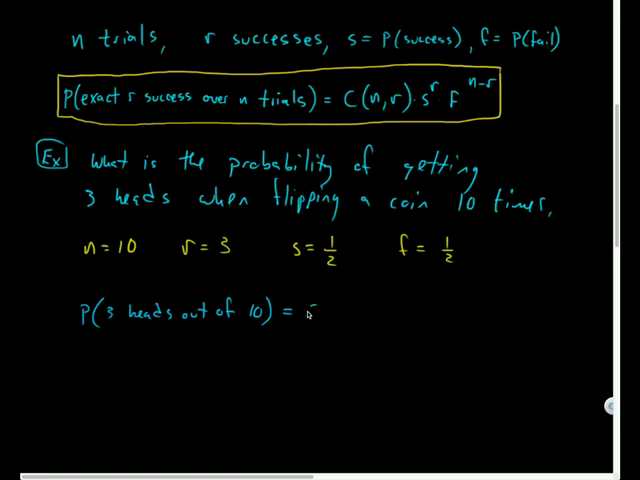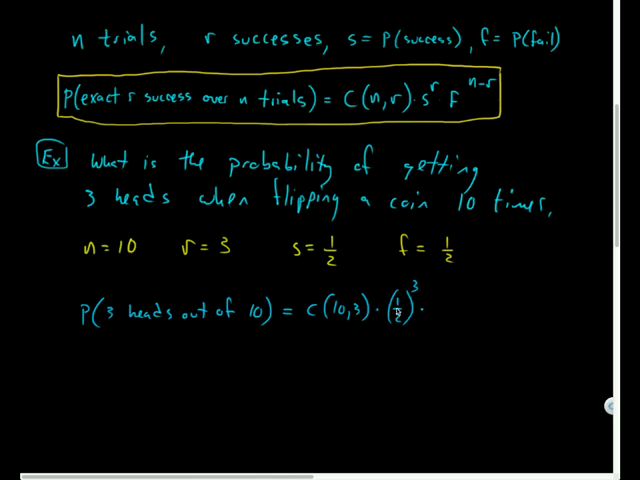it will be the combo of 10, 3. I'm asking how many ways can I get 3 heads out of 10? There's a certain number of ways I have to calculate there. And now let's calculate the probability of each of those. I'm going to take the probability of success and raise it to the number of successes, which is 3. If I was writing this out longhand, that would be 1/2 for the first success multiplied by 1/2 for the second success multiplied by 1/2 for the third. Because they're independent, I'm multiplying the same probability repeatedly.